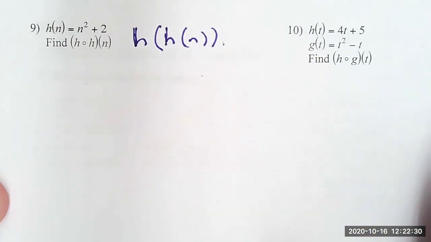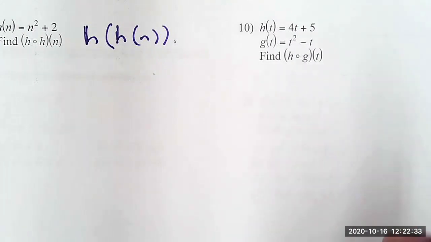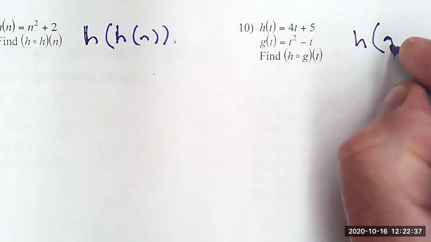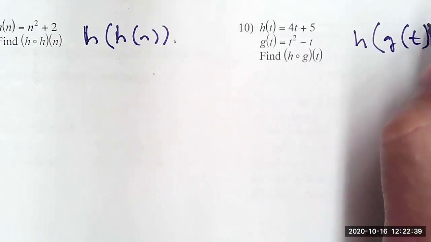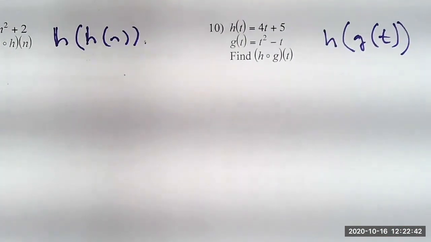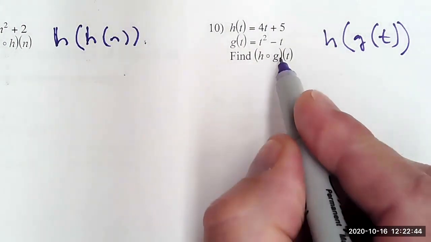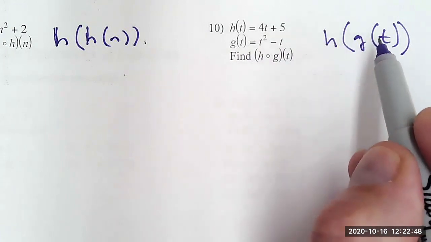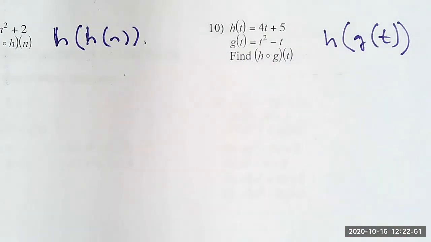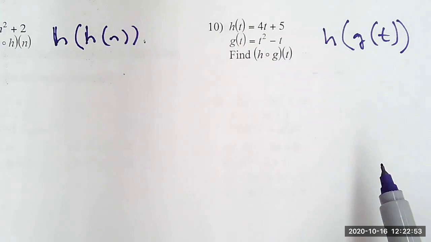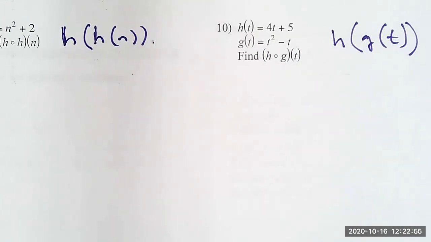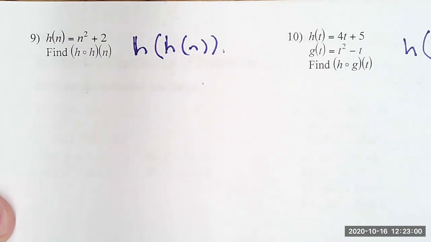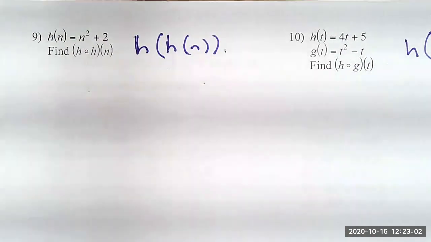For problem 10, h of g of t looks like h of g of t. That is very different than saying g of h of t, where h of t would be the input for g of t. So it does matter what the input is, which direction you're going.